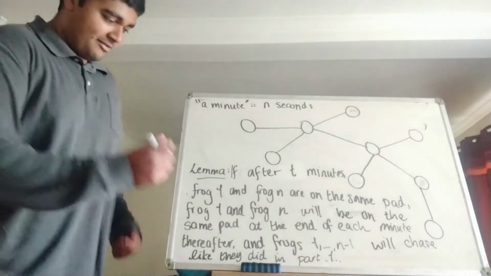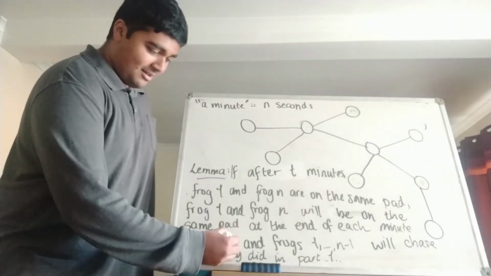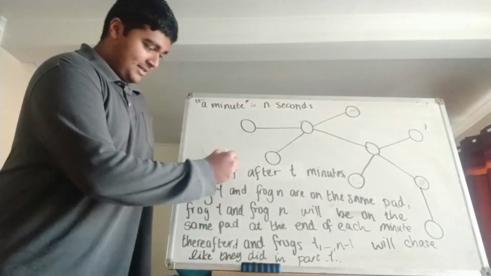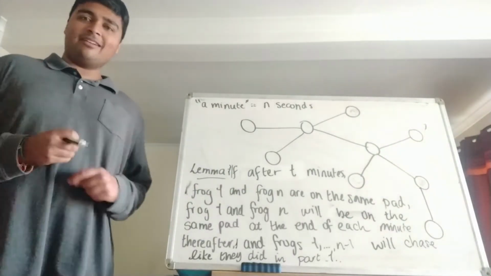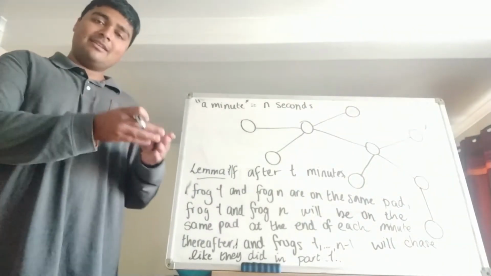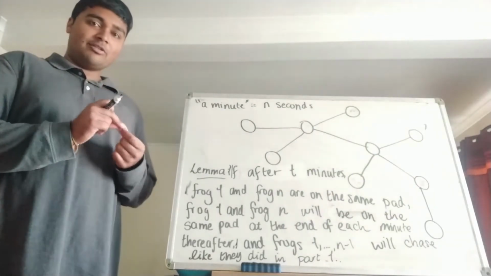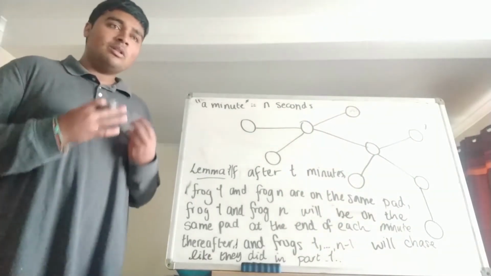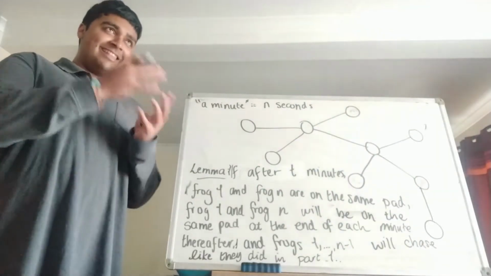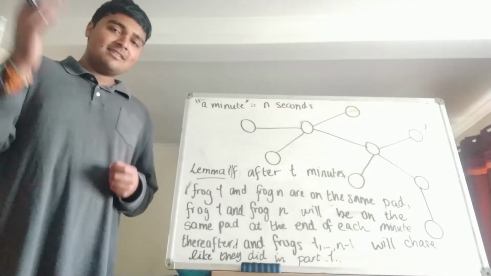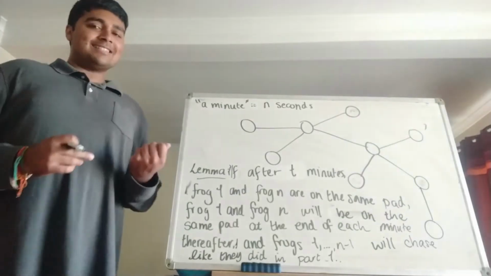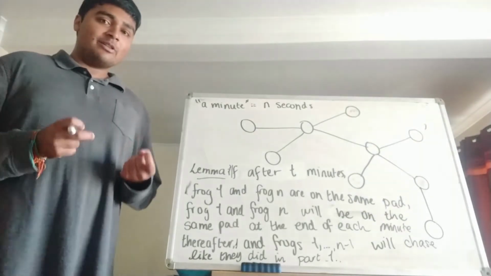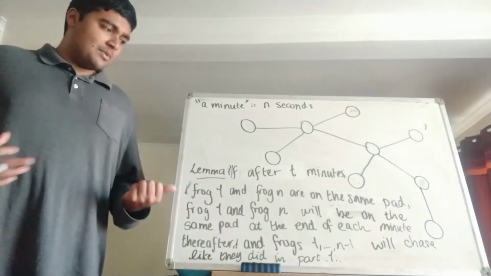So the first part of the lemma is this bit here, up until the and. So if frog 1 and frog n are on the same lily pad after some t minutes, so at the end of the tth minute, then I claim that at the end of any minute after t minutes, so at the end of the t plus 1th minute, at the end of the t plus 2th minute, and so on, frog 1 and frog n are going to be on the same lily pad. So that's the first part of the lemma.